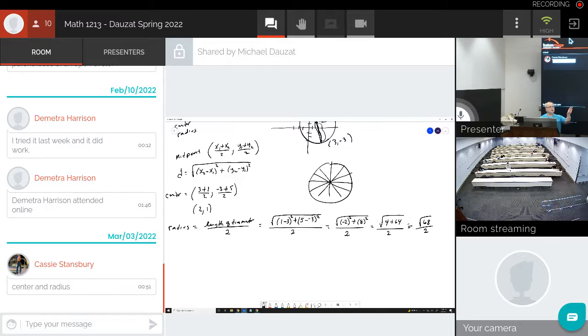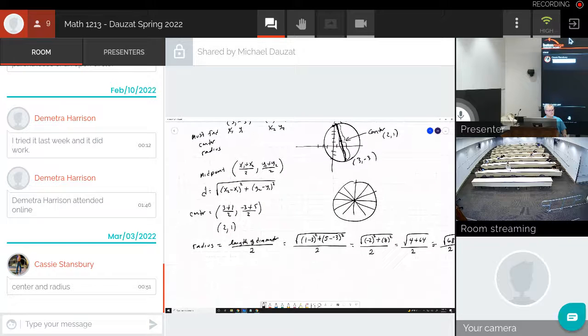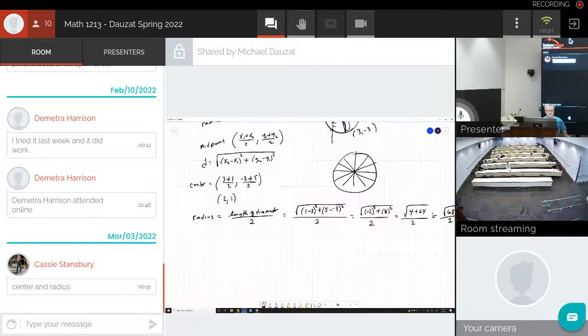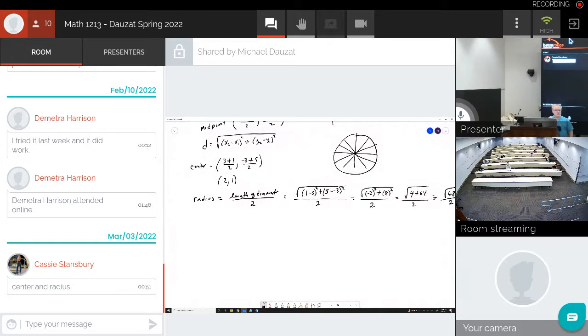Now, on a previous worksheet, you had to simplify radicals, correct? But don't do that here, because all you want to know is the equation of that circle. So the equation of the circle, you now know the center and you now know the radius. Watch how simple this is. Remember, the equation of a circle is x minus h squared plus y minus k squared equals r squared, right?